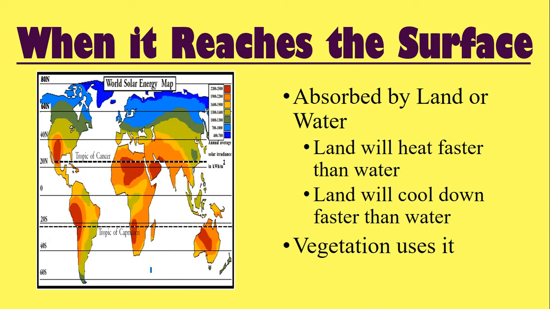So, what happens to it when it reaches the surface? Well, the solar radiation is absorbed by land and water. And if you didn't know, land will heat faster than water, and land will cool down faster than water. You can kind of know this if you've ever been to the beach. The state I live in has a beach, and I've been to the beach a lot in my life. It's a hot summer day, and you get to the beach with no flip flops or shoes on, and you step on the sand, and it's burning hot. So most people race towards the water. Well, the water's cooler because it takes longer to heat up.